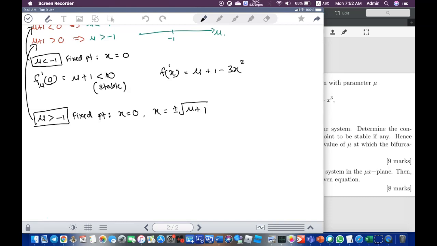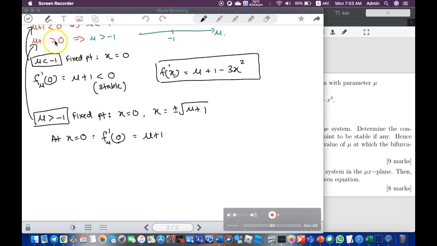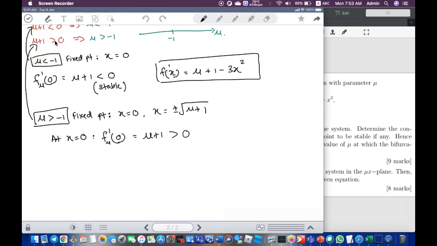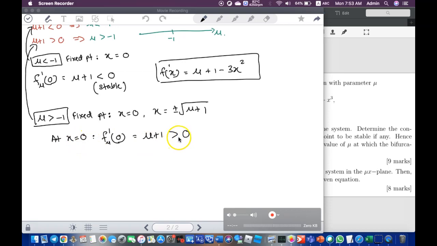So here we want to investigate the stability for mu greater than minus 1 at each of the equilibrium points. Okay, so when x equal to 0, f prime at 0, we replace here and we set x to 0. So we got mu plus 1. And in this case, mu plus 1 is positive. So we can say that when mu is greater than minus 1, at x equal to 0, it is unstable.